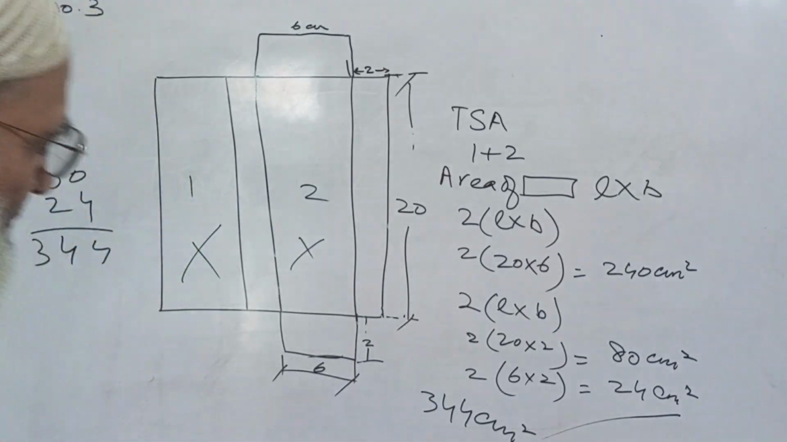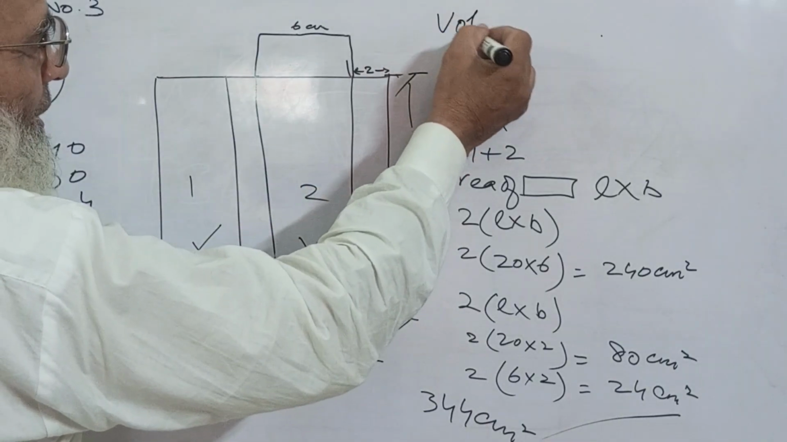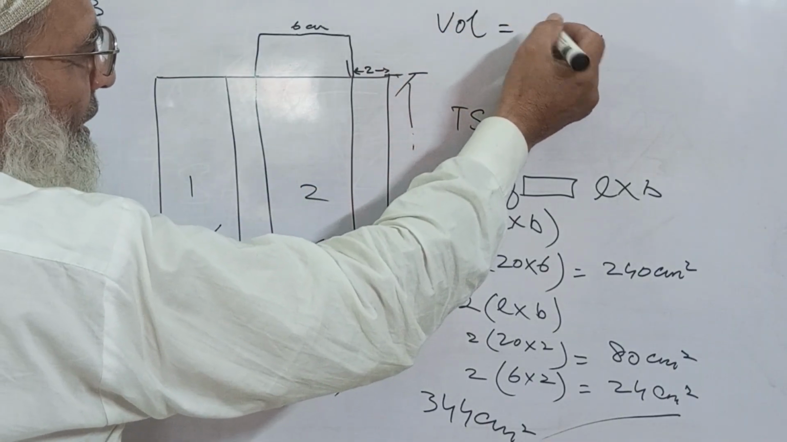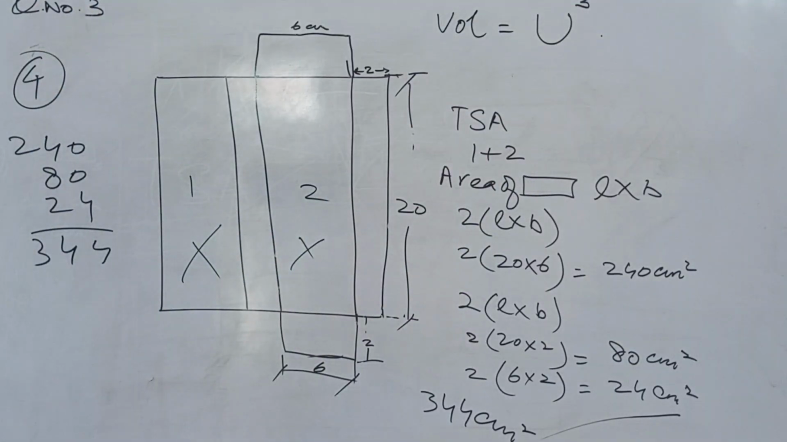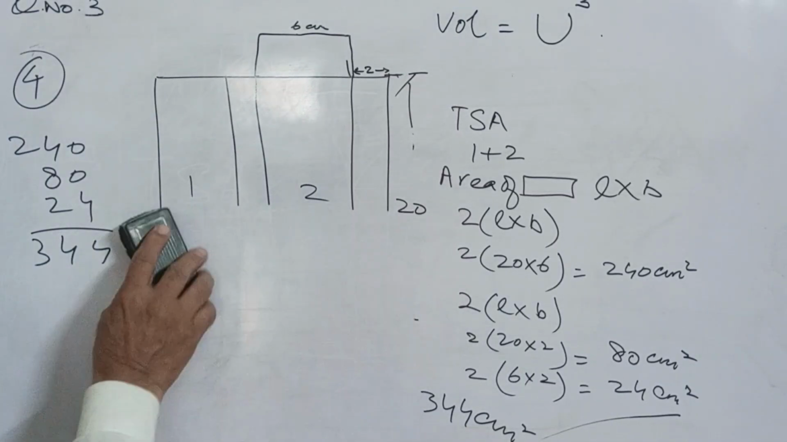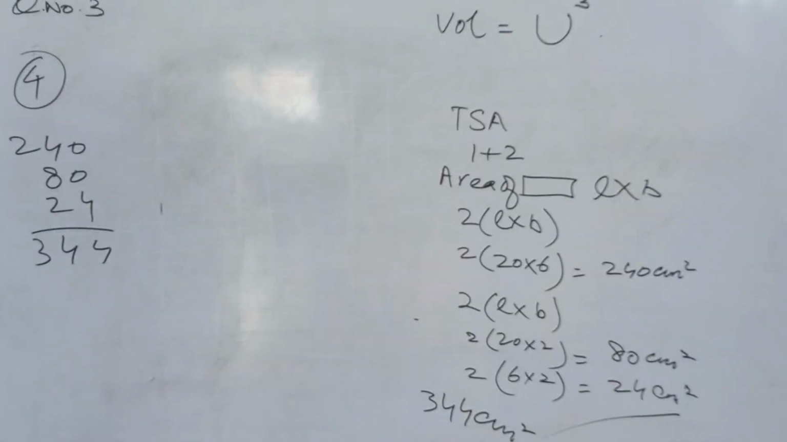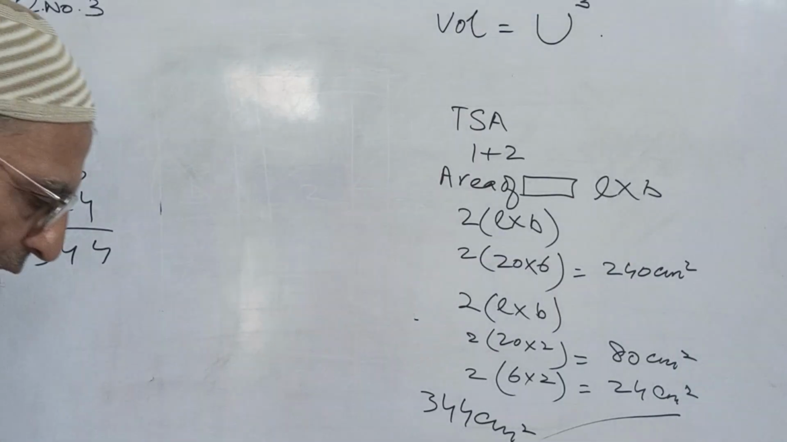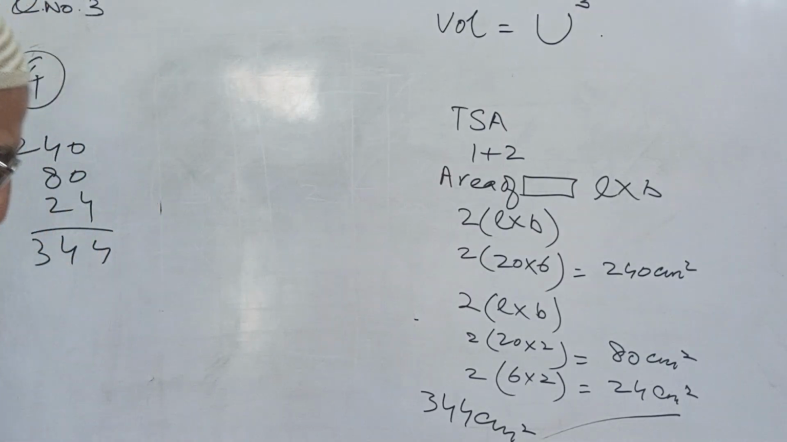Find the volume of the cuboid in meters cube. Volume is always in cube, whatsoever the unit is. I have already found the area. In volume, what we have to do is multiply all the 3 dimensions given to us: 20 multiplied by 6 multiplied by 2.